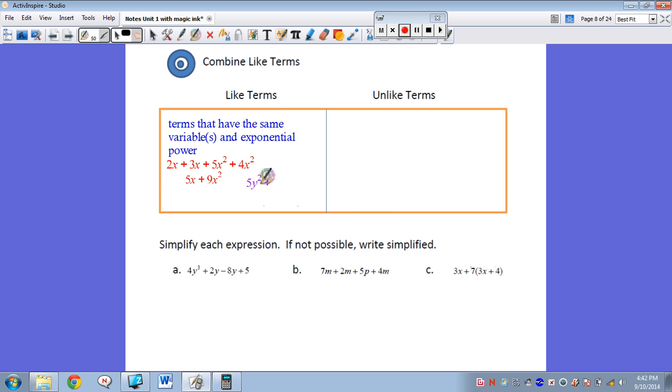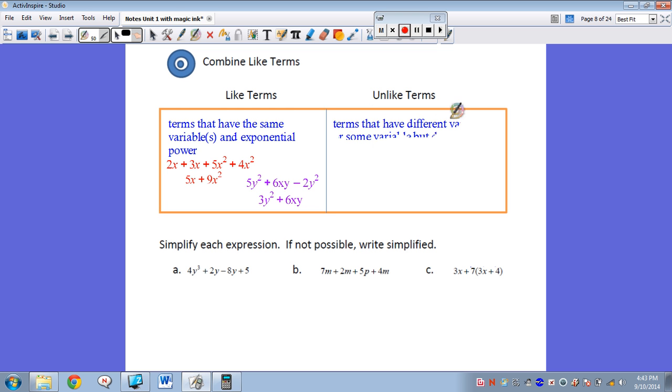We've got 5y squared plus 6xy minus 2y squared. Okay, so which ones are the same? Which ones have like terms? 5y squared and negative 2y squared are like terms because they both have y and they both have an exponent of 2. So 5y squared minus 2y squared is 3y squared. And then since 6xy doesn't have any other like terms with it, plus 6xy gets added on at the end.